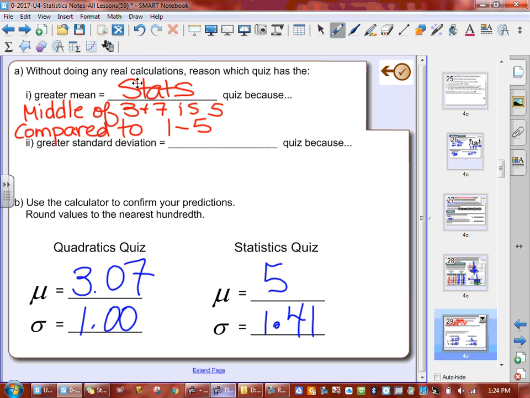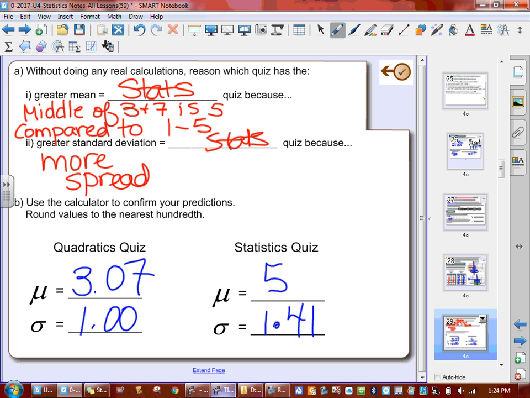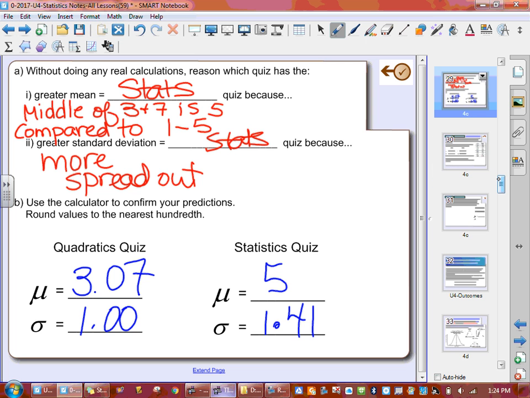But the greater standard deviation? Well, stats also had the bigger standard deviation. How come? Because he's more spread out. Okay, all the data was way more spread out. We noticed with the quadratics quiz, it was more closely clumped to the center. Okay? That's the difference between both of those.